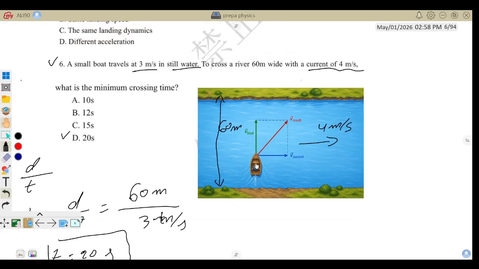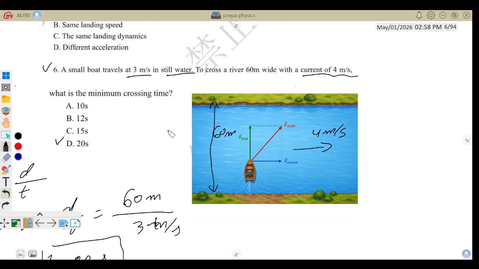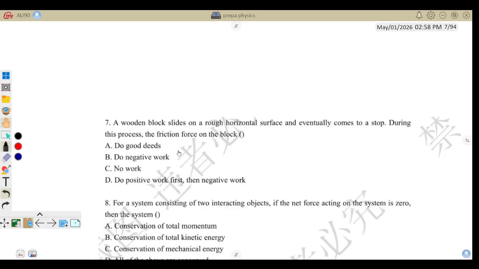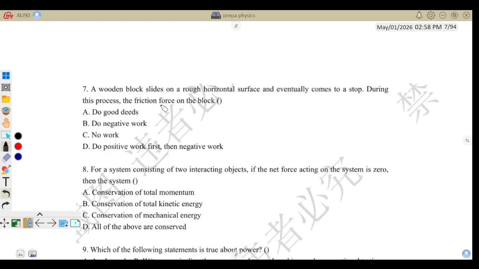Okay, so for question number 7 here, we have a wooden block that slides on a rough horizontal surface. It's sliding, let's say, to the right, and eventually comes to a stop at a certain distance. During this process, what is the effect of the friction force on the block in this case?